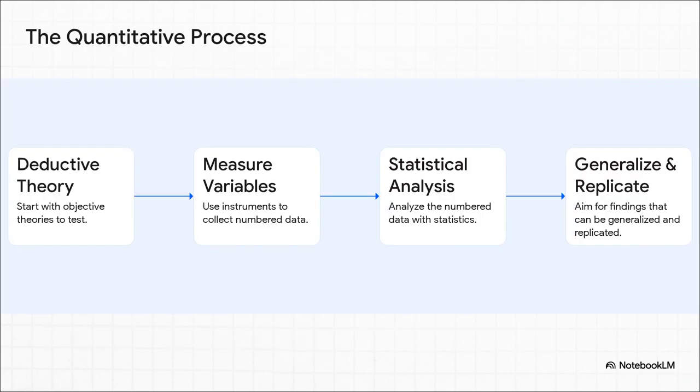And notice how totally different this process is. This is a top-down approach. You start with what's called a deductive theory, a specific hypothesis you want to test, like more study hours lead to higher scores. Then you use specific instruments, like surveys or timers, to collect numerical data. You run that data through statistical analysis, and the goal is to see if your findings can be generalized to a bigger population. It's super structured, and it's built so other people can replicate it.